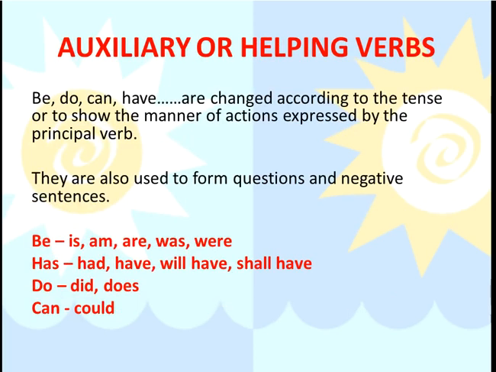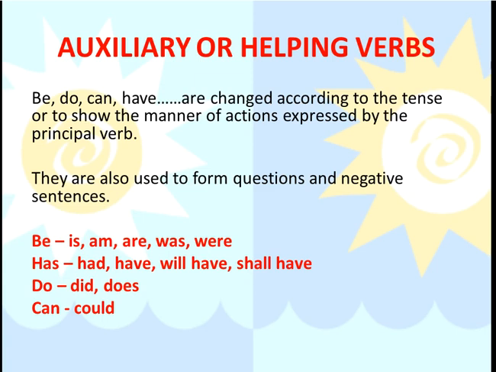Auxiliary or helping verbs. These are verbs like be, do, can and have. They are changed according to the tenses or to show the manner of actions expressed by the principal verb. They are also used to form questions and negative sentences.